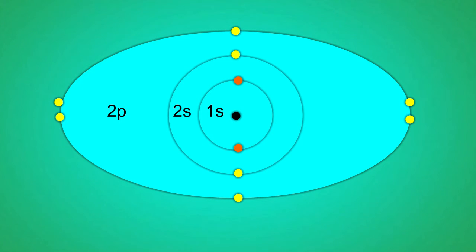This is the 1s subshell with 2 electrons. This is the 2s subshell with 2 electrons. This is the 2p subshell with 6 electrons.